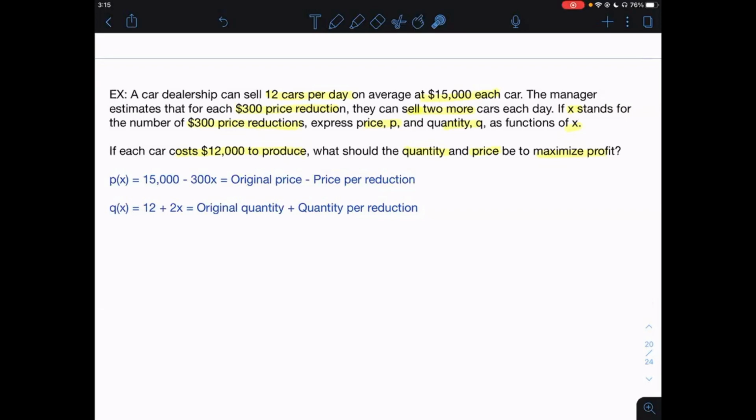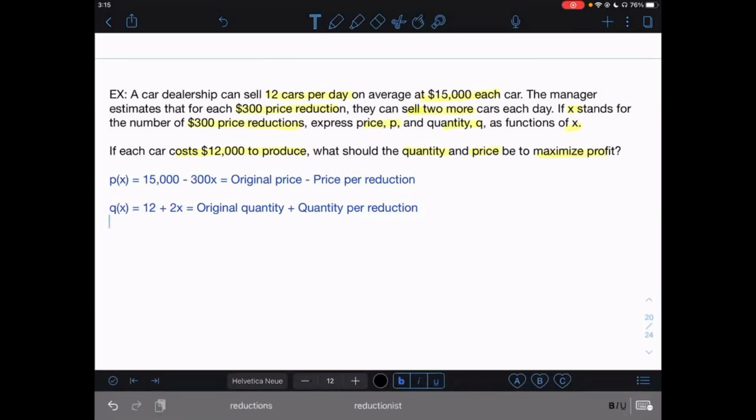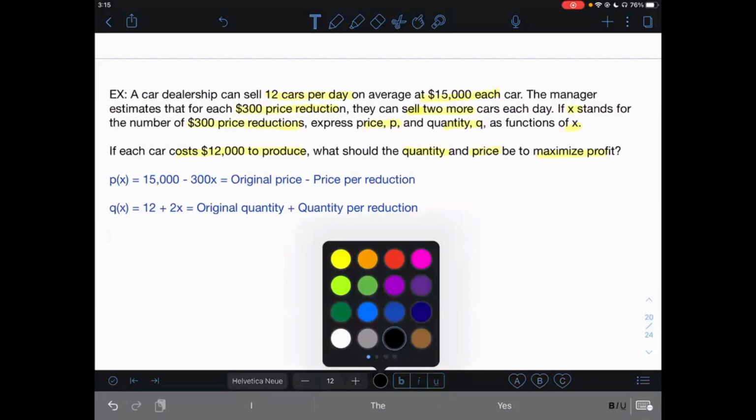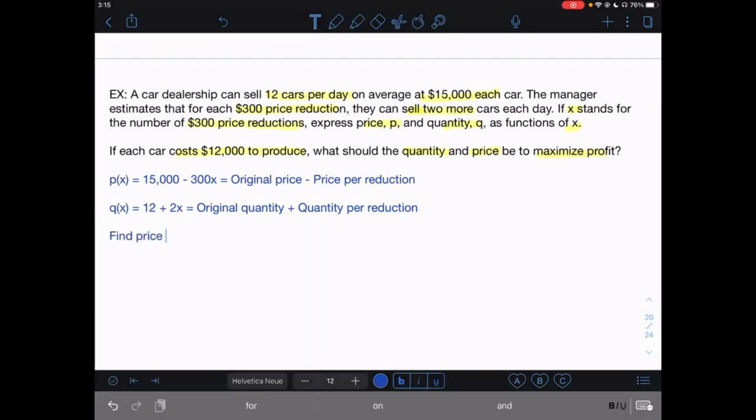All right, so we've established our 2 functions in terms of the number of price reductions, price and quantity. And now we're going to figure out what should be the optimal price and quantity of cars that we're going to make and sell in order to maximize our profit. So now, using these 2 functions, we want to try to find the price and quantity for maximum profit.